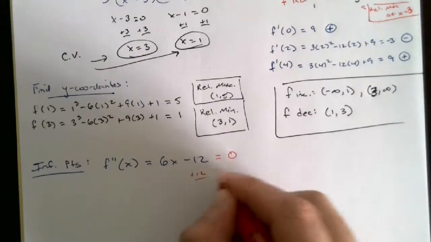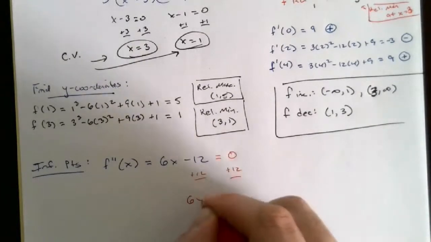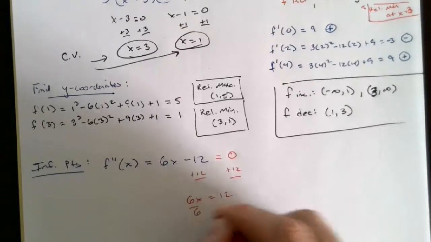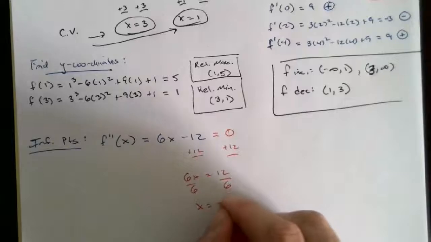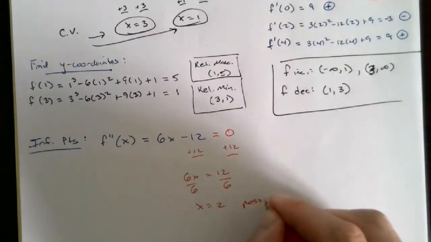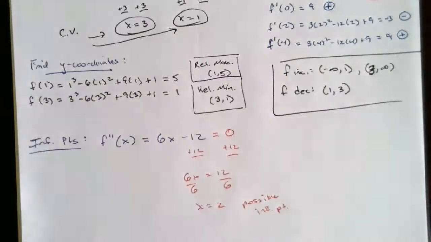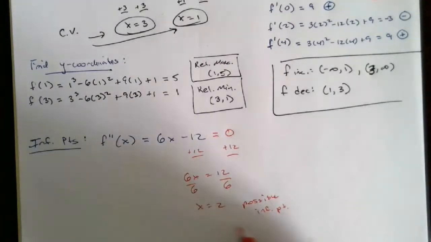So we add 12 to each side here. I end up with 6x equals 12, and then divide by 6 and divide by 6. I end up with x equals 2. This is a possible inflection point at this stage. You have to determine if this is an inflection point or not.